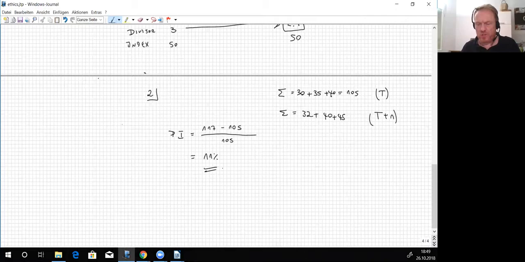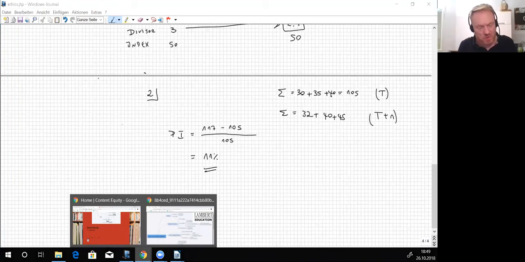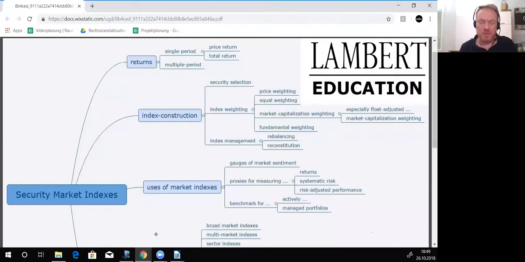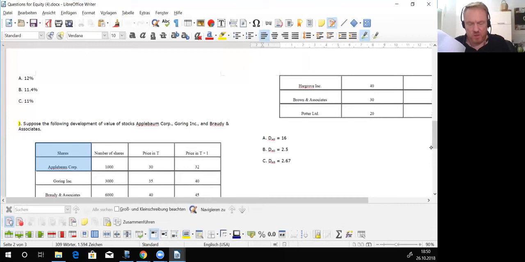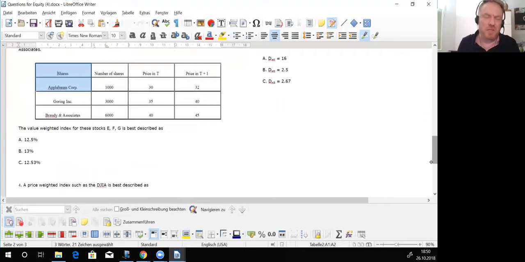Question number three. We don't want to look only at price weighted indexes, but of course, there are also other construction methods. For example, equal weighting, or market capitalization weighting. As we move on to heavier ones, there is the value weighted index for these stocks E, F, and G in question number three. The number of shares, the price in period T, let's say now, and the price in the future, T plus one, the following period. The value-weighted index for these stocks, EFG, is best described as 12%, 12.5%, 13%, or 12.53%.